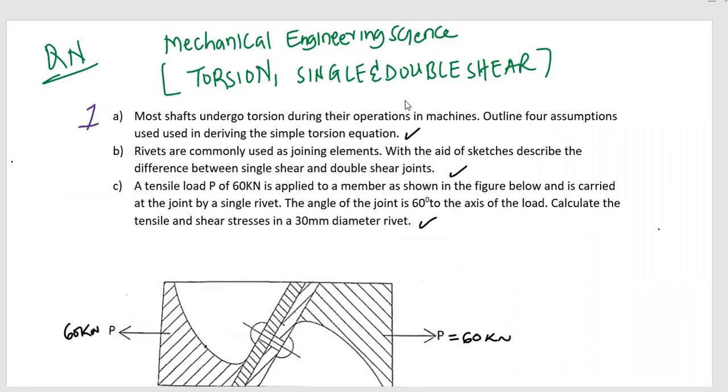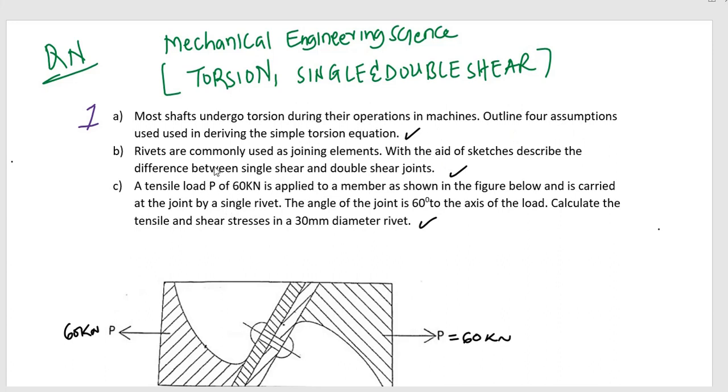Hello friend, in this video we have question and answer. The question will cover torsion, single shear and double shear. It says most shafts undergo torsion during their operations in machines. Outline 4 assumptions used in deriving the simple torsion equation.